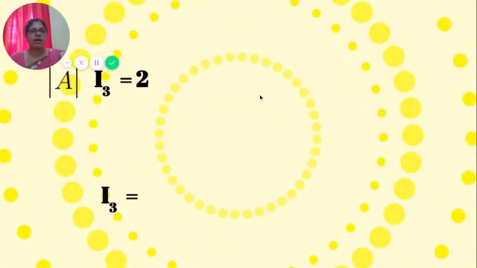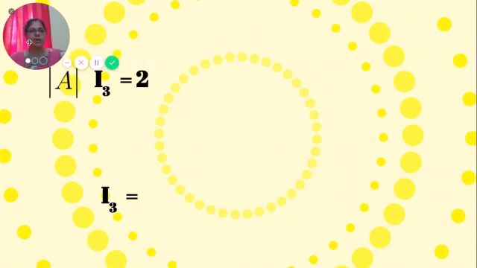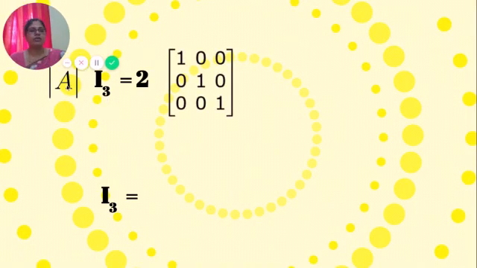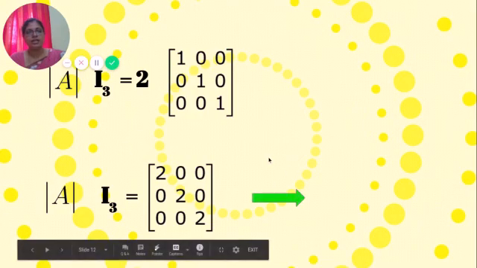Now we have to find modulus of A into I3. I have taken I3 because we have a matrix of order 3, so I have to take the unit matrix also of order 3. So modulus A into I3: my modulus A value is 2, and I3 is 1, 0, 0; 0, 1, 0; 0, 0, 1. So modulus of A into I3 is equal to, multiplying the 2 inside the matrix, 2, 0, 0; 0, 2, 0; 0, 0, 2. I am taking this as equation 1.